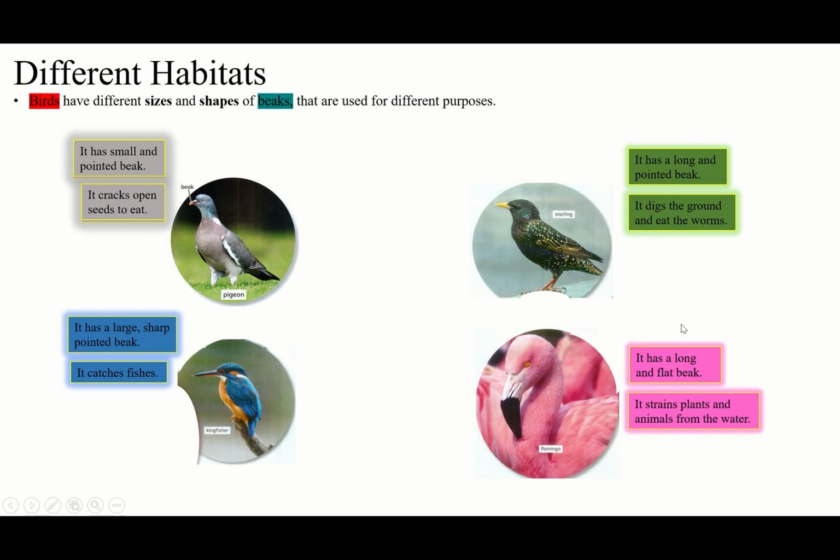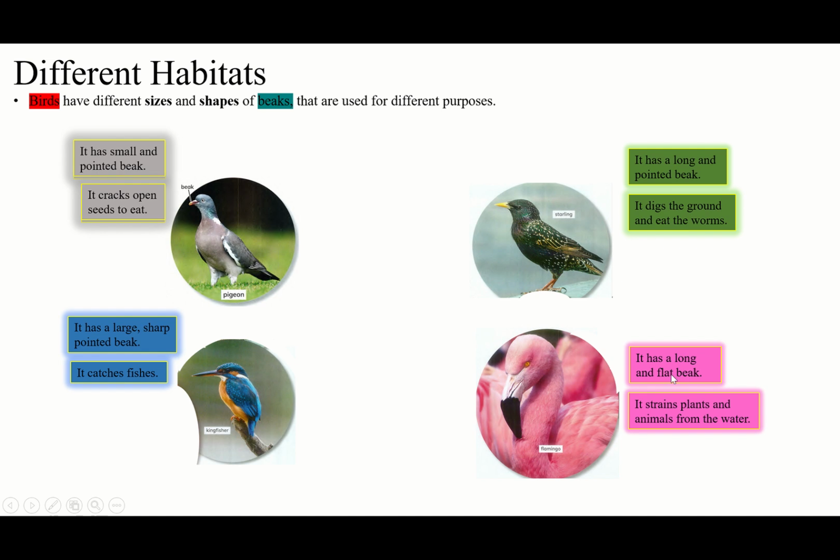The last one is flamingo. It has a long and flat beak, completely different from the other three. You see, completely different. So it means the size is long, the shape is flat. The only one that has a flat beak, the only one whose shape is flat. The others are pointed beak, sharp pointed beak. But this one is a flat beak, not pointed. Okay, the only different one.